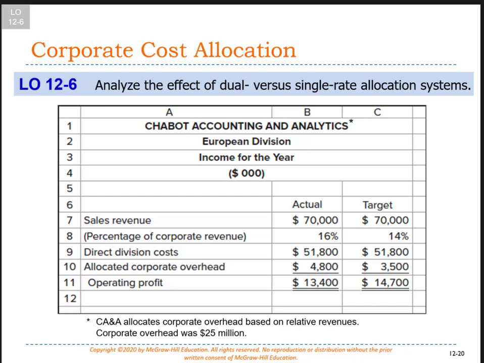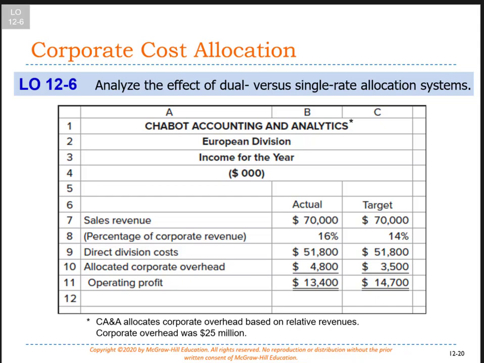So, for instance, in this example, our European division has sales revenue. They hit exactly their target sales revenue. Their direct division costs were exactly what they targeted. The only thing that was different was the amount of corporate overhead. So our operating profit was below our target.